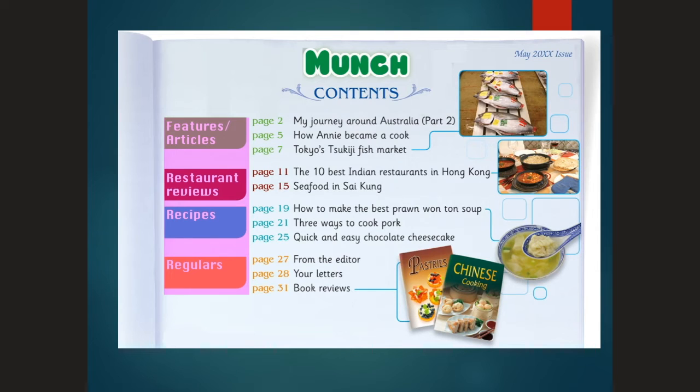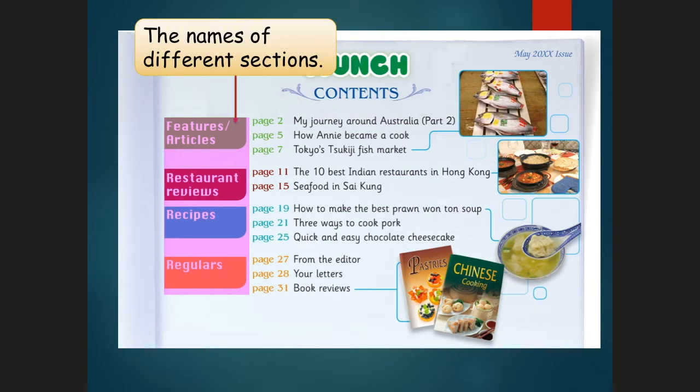Now let's take a look at different parts of the content page. What is this part in the content? What is it about? It is the name of different sections. Take a look at the sections. We have features or articles, restaurant reviews, recipes, and regulars.